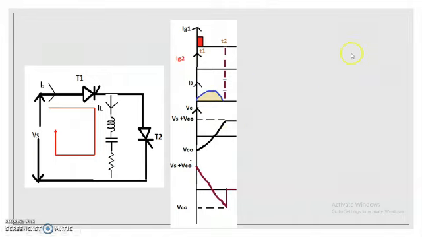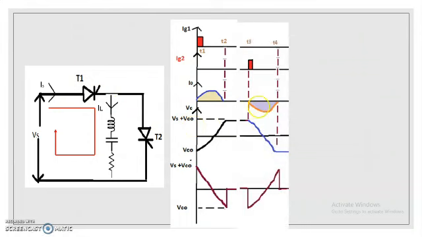As the load current becomes 0, this will force commutate. Force commutate means it will make the thyristor T1 go into reverse biased mode. Therefore, thyristor T1 will turn off. Once thyristor T1 is turned off, the capacitor voltage will retain the same value as at the time when the thyristor is turning off. So, at the time when the thyristor is turning off, the capacitor voltage is Vs plus Vc0. So that value is retained.